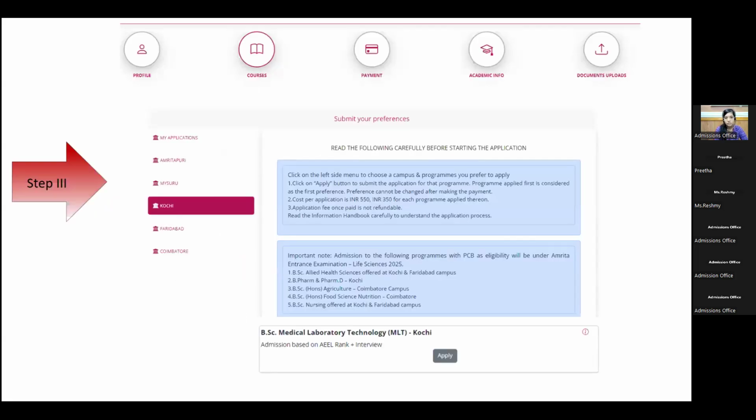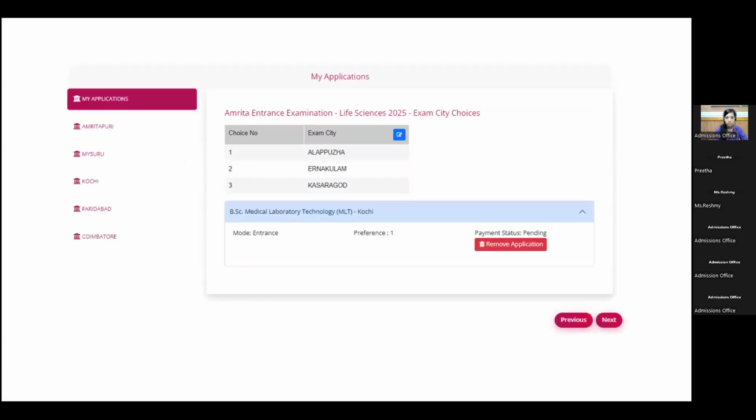Next and the most important step is selecting the course. If you are willing to apply for B.Sc MLT, then you can select the Kochi campus. As you can see on the screen, click on B.Sc Medical Laboratory Technology and click on the apply option. Once you've done that, you can go to My Applications and once again review your exam city preferences and the course preference that you have given.